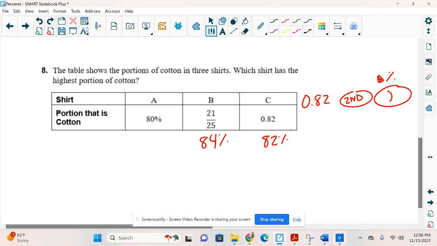So we have 80%, 84%, and 82%. Which is greater? 84. B, 84. You need to know how to work these calculators.